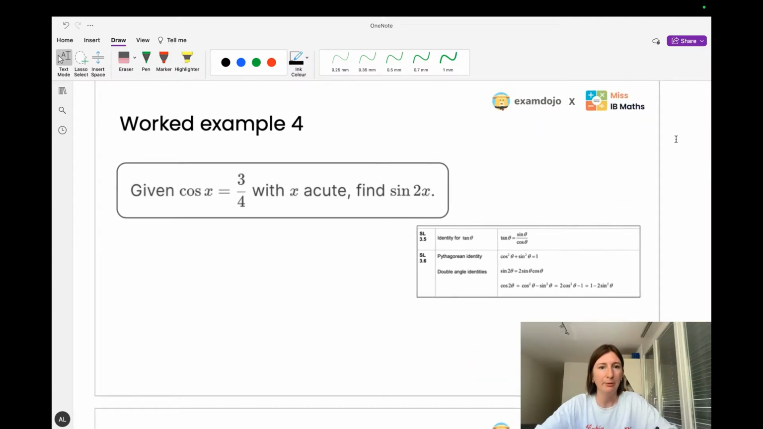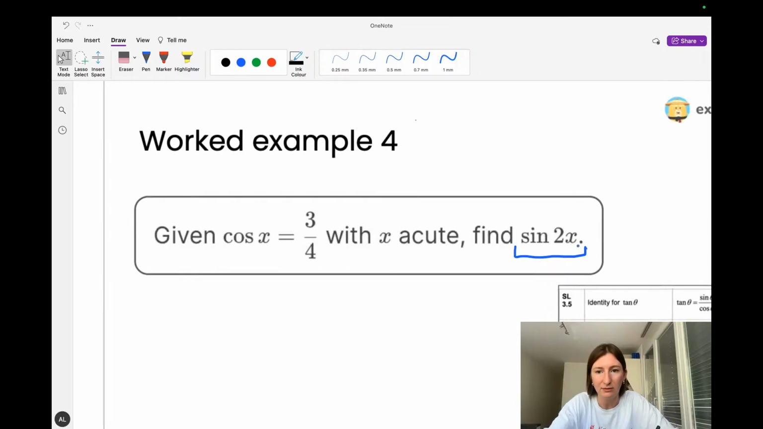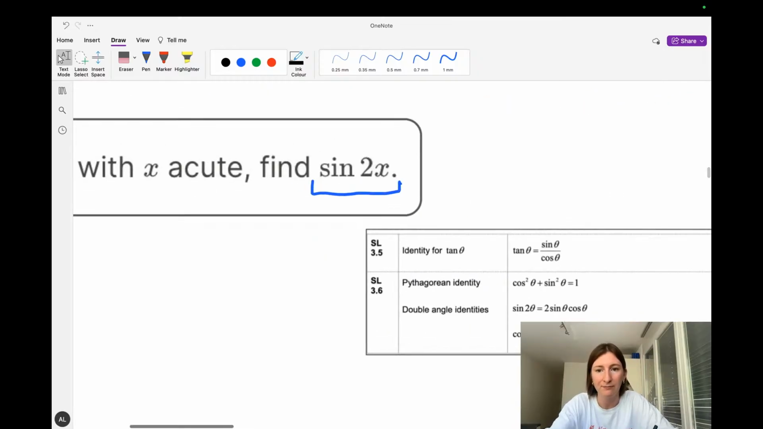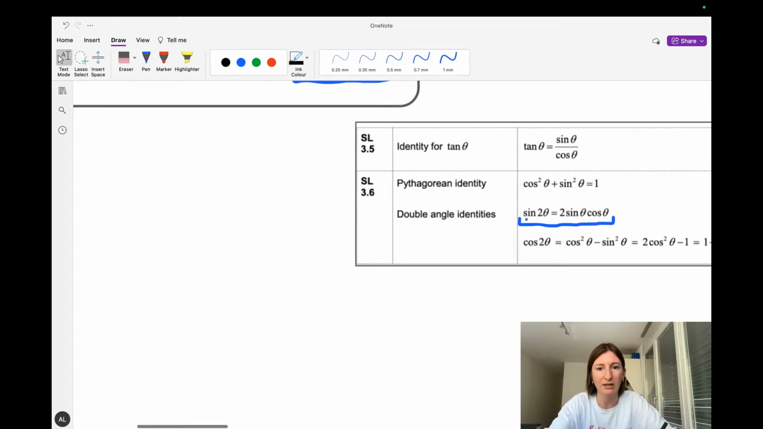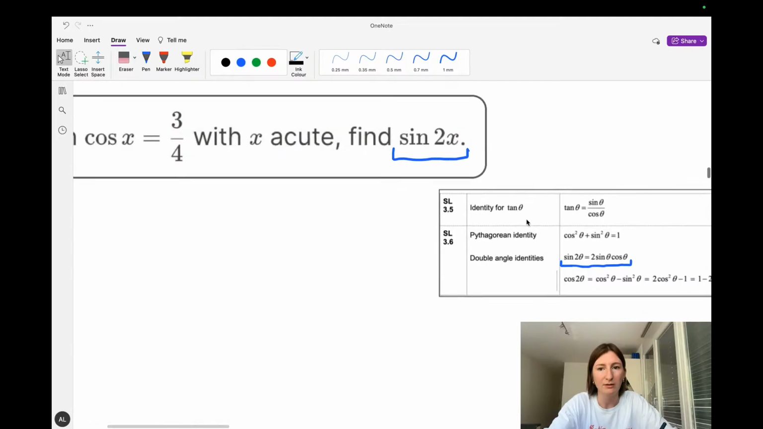All right, little example. So here you need to find sine 2x. Note that they're not saying find x. They're asking you to find sine 2x. So that is hopefully immediately alerting you to one of our identities here. Which one has sine 2x? Well, it's this one over here. Okay, so we're probably going to need that at some point.